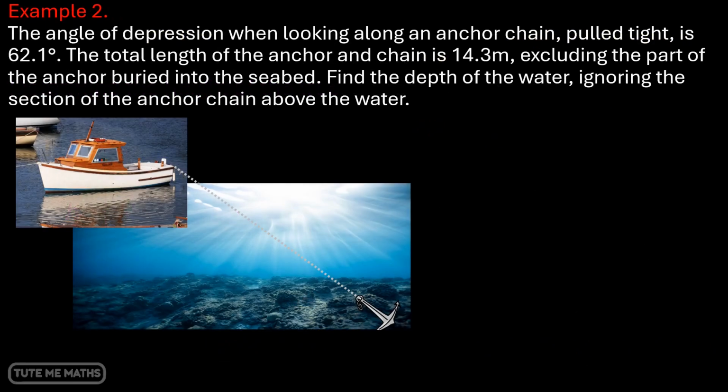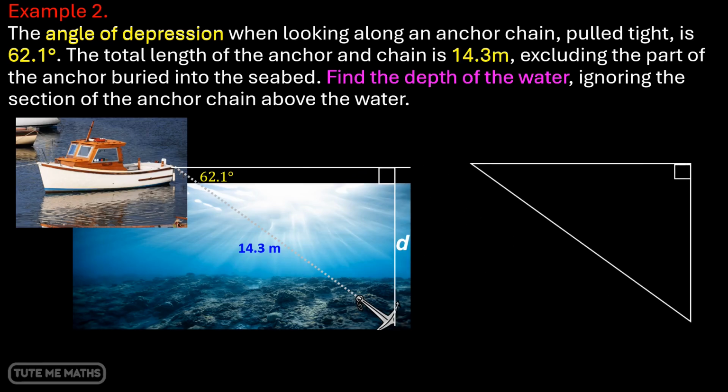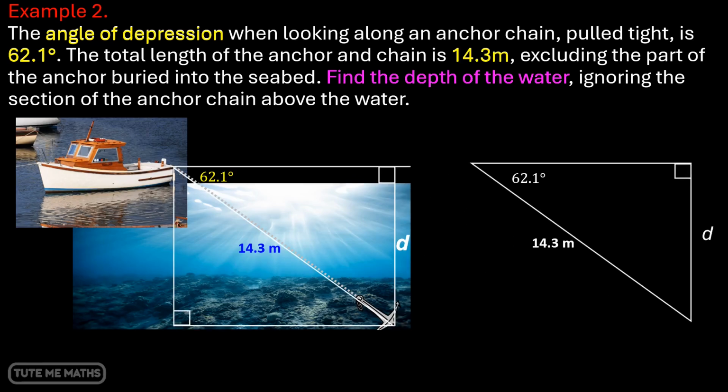Pause the video if you'd like to try this second example on your own first. The angle of depression when looking along an anchor pulled tight is 62.1 degrees. The total length of the anchor and chain is 14.3 meters, excluding the part of the anchor buried into the seabed. Find the depth of the water, ignoring the height of the anchor chain above the sea. We can see a right-angled triangle to use, or alternatively, we could use this one.